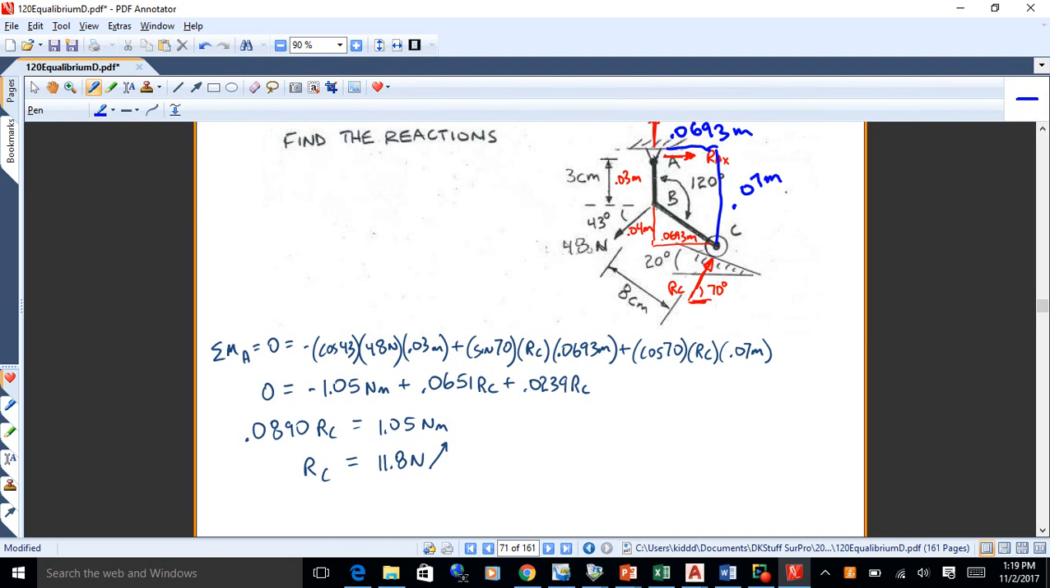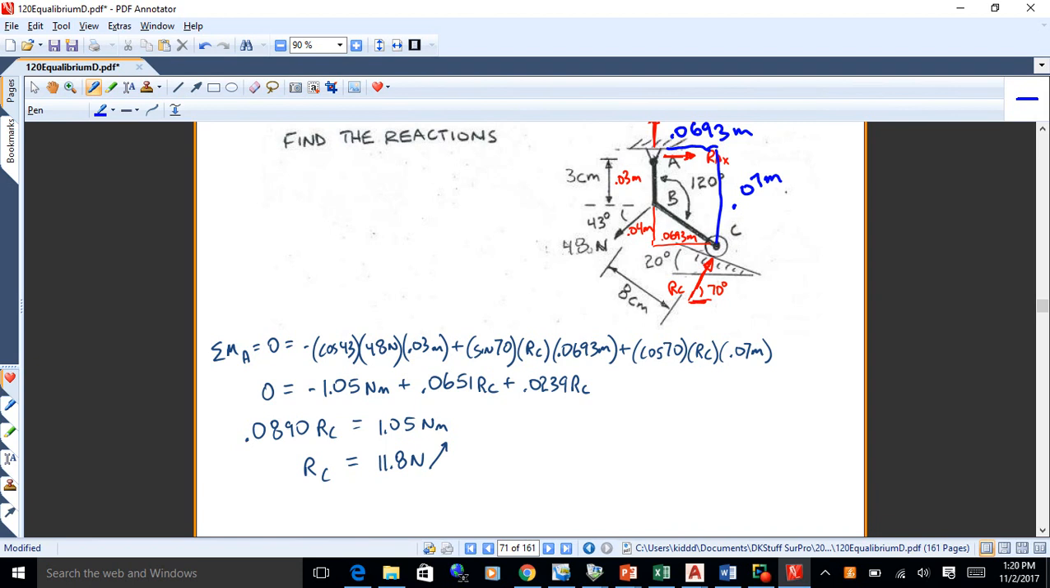It's important that you understand that the first thing you do is make a free body diagram. You reduce down any distributed loads into point loads. And then you decide where you're going to take moments about, and then you dimension from that point in the X and Y directions to all the forces.